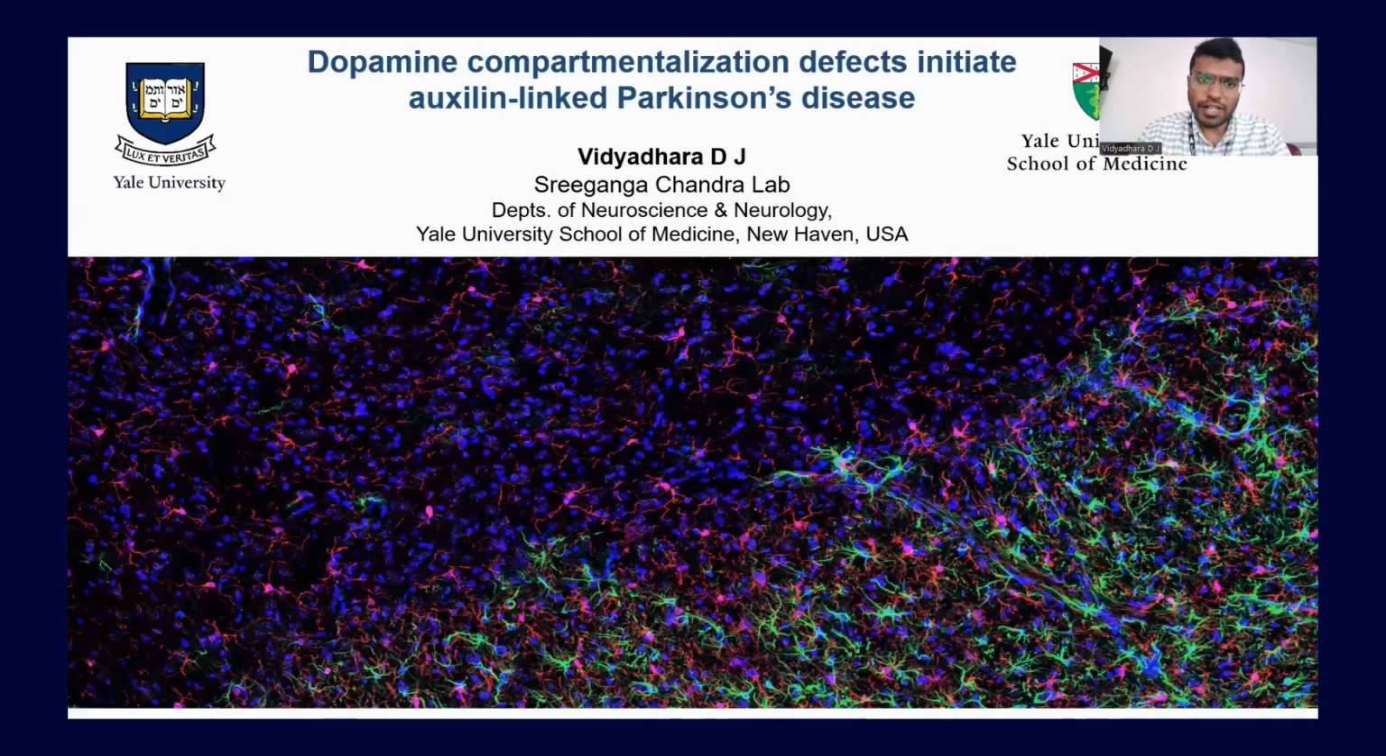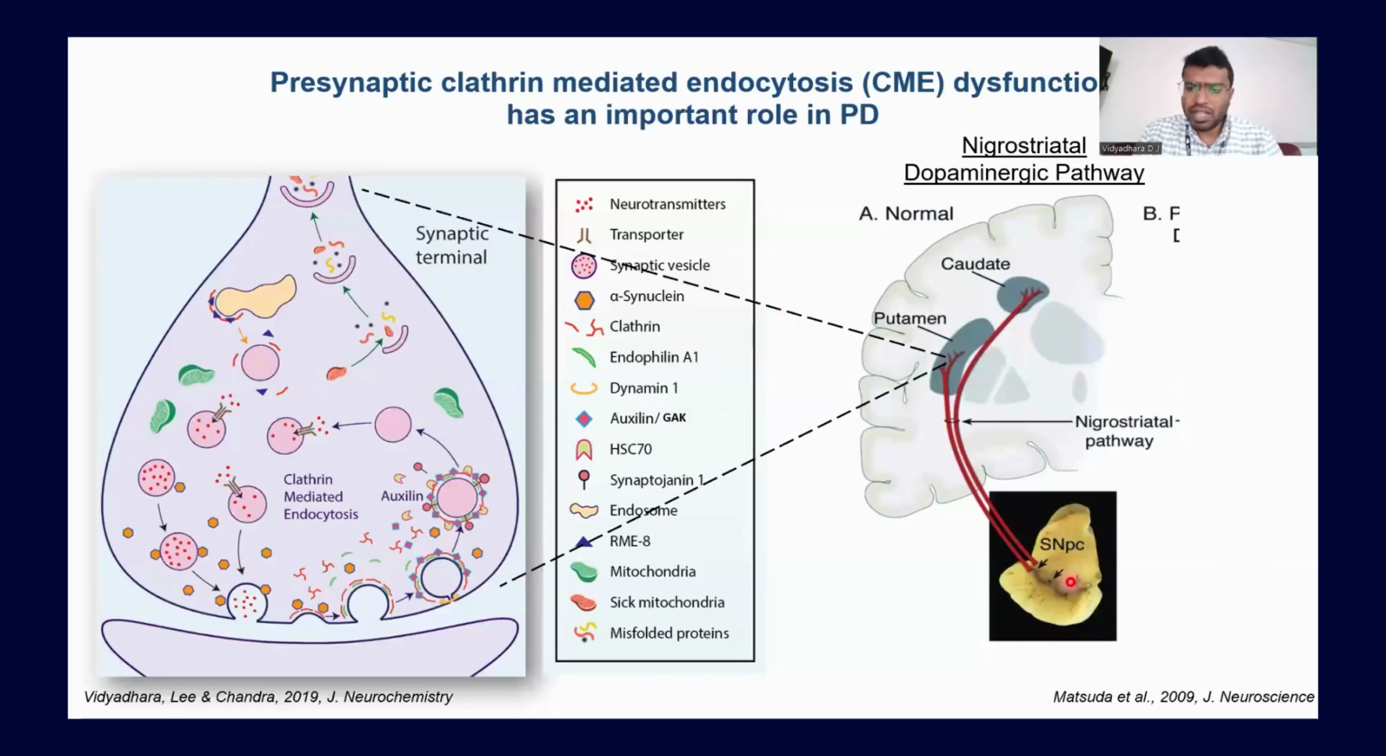Hi everyone. As the title suggests, one of my postdoctoral studies shows that there are dopamine compartmentalization defects which can initiate auxin-linked Parkinson's disease. So why study auxin-linked Parkinson's disease? We know in Parkinson's there's degeneration of the nigrostriatal dopaminergic neurons, and especially the degeneration process starts in these presynaptic terminals, but we do not clearly understand what happens in these terminals at an early stage of pathogenesis.